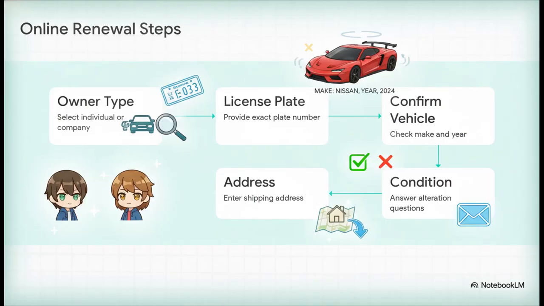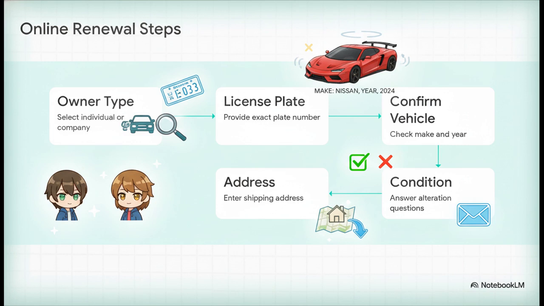If you're using a guided system, you're just going to follow 5 really straightforward, actionable steps. First, you select the owner type. Is the vehicle owned by an individual or a company? Next, you provide your exact license plate number so the database can pull up your car.